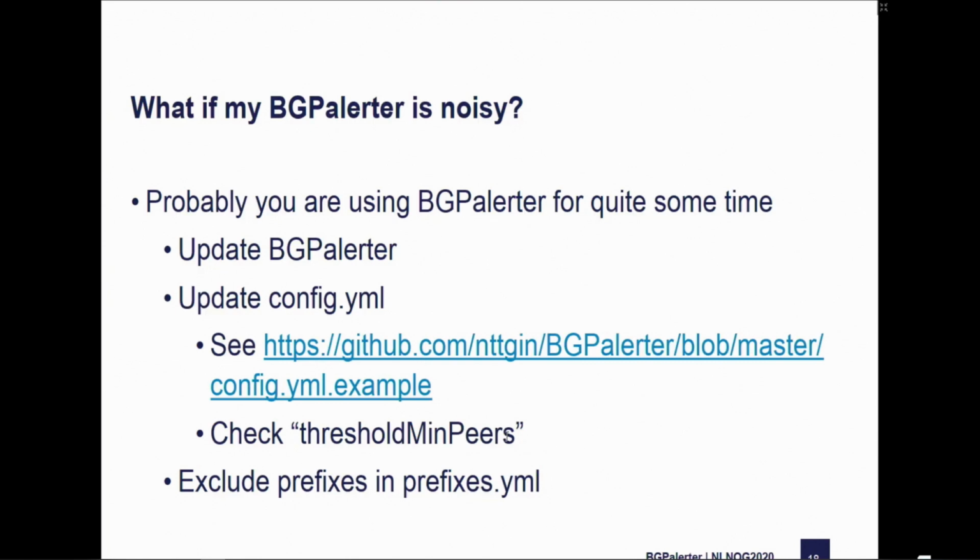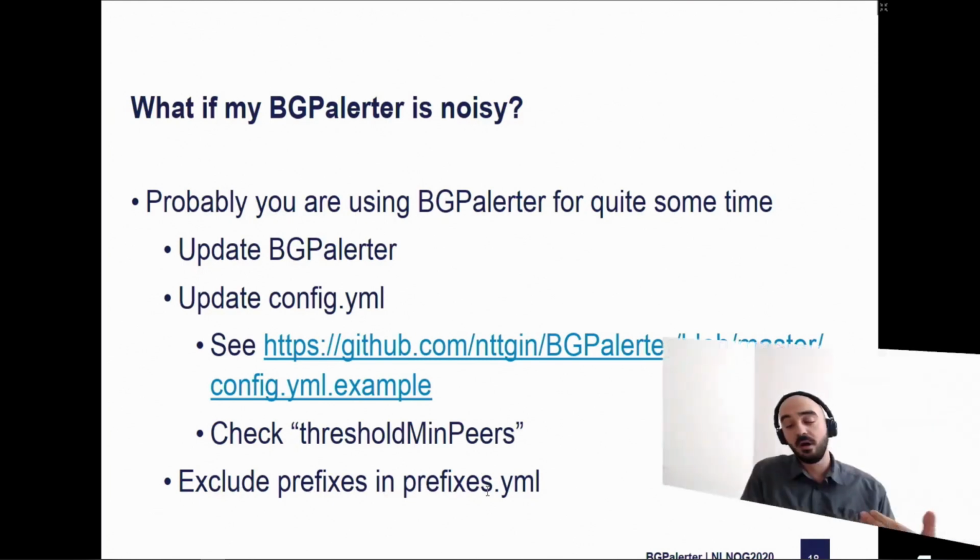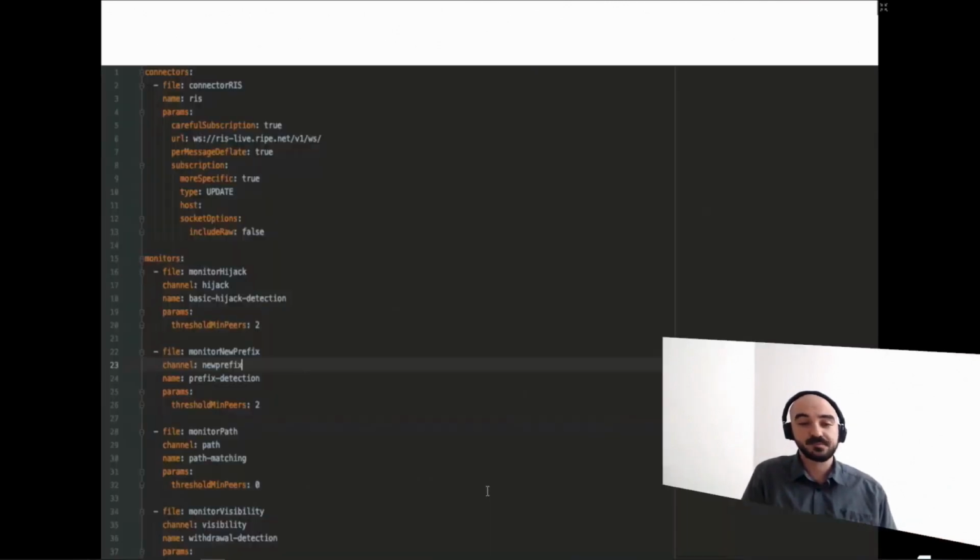Threshold min peers says: don't send an alert if this issue is not visible from at least X peers. I would say at least 2 is a good threshold, because you don't want to see small things happening between 2 autonomous systems. And also, if you have prefixes that you use for all sorts of experiments, you can exclude those.